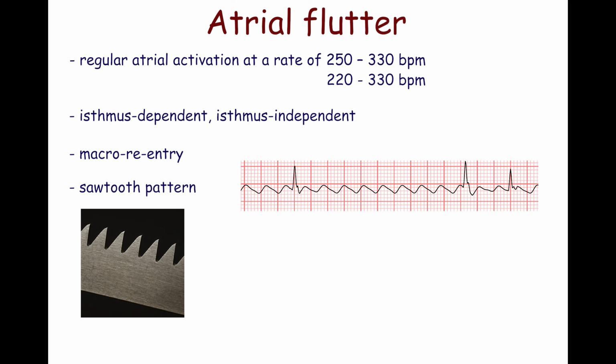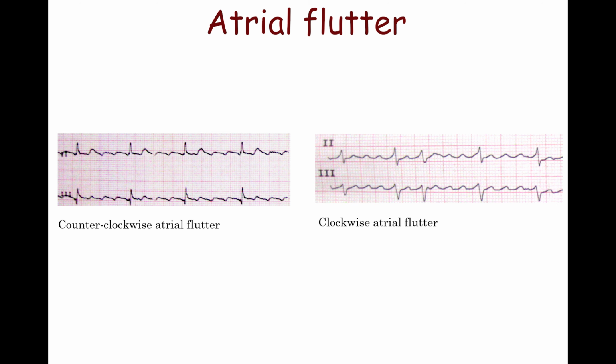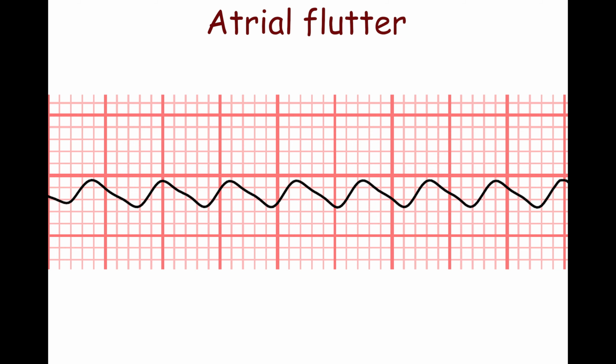Atrial flutter produces a sawtooth pattern. In the counterclockwise atrial flutter, negative flutter waves are seen in the inferior leads 2, 3, aVF, and positive waves are seen in lead V1. In the clockwise atrial flutter, the flutter waves are positive and wide in the inferior leads and are often negative in the lead V1. Atrial activations are regular.